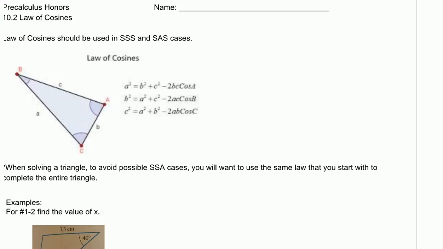So in cases where you know all three sides at the beginning of the problem, or in cases where you know two sides and you know the angle in between. That would be a side angle side case. So those are when you would want to use the law of cosines. Now the law of cosines looks like this. You can see it's a side squared equals the other two sides squared minus 2 times each of the sides times the cosine of the angle across from the side that you're trying to find.